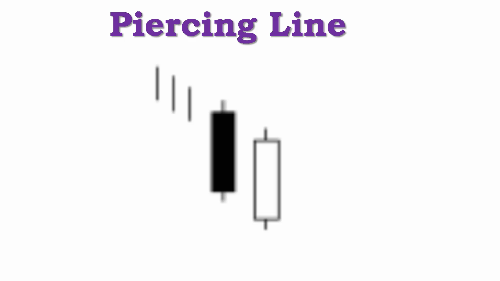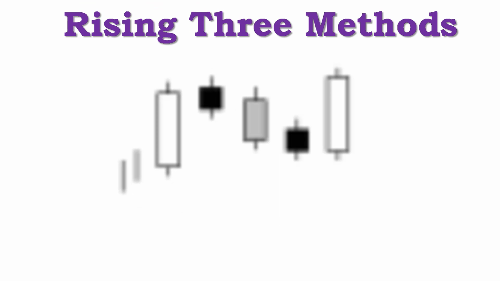Next candlestick pattern, rising 3 methods. A bullish continuation pattern in which a long white body is followed by 3 small body days, each fully contained within the range of the high and low of the first day. The 5th day closes at a new high.